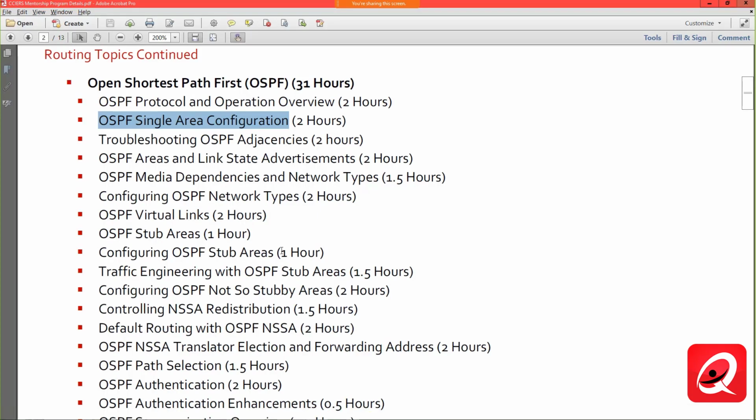Now later on, we are going to be talking about special area types like stub areas, configuring stub areas, not-so-stubby areas, and redistribution, which is going to end up generating several other types of routes in our topology. So we won't spend as much time on the LSA types that you would see in those particular topologies, but we're definitely going to spend some time talking about the different LSA types.